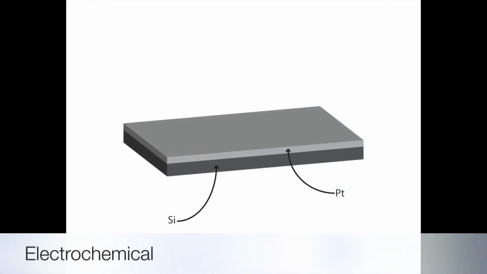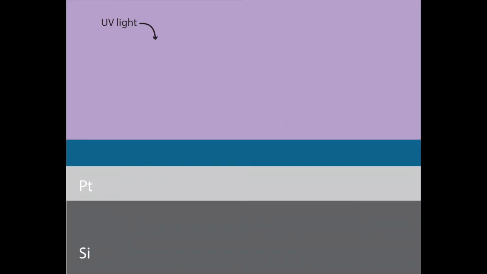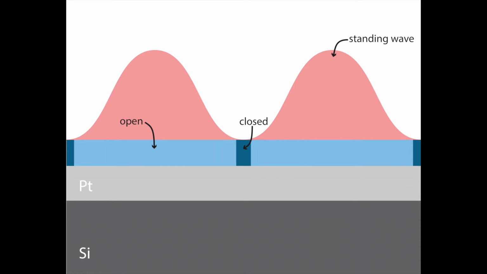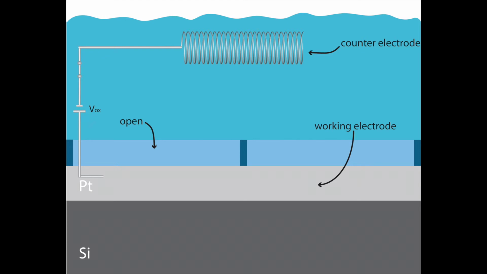An electrochemical approach is the second technique employed in POST. In this process, a layer of platinum is added in between the silicon substrate and diurethane layer to serve as a working electrode. After the substrate is illuminated with short periods of UV and visible light to create the closed ring isomer nanoscale lines, a counterelectrode is connected to the working electrode.